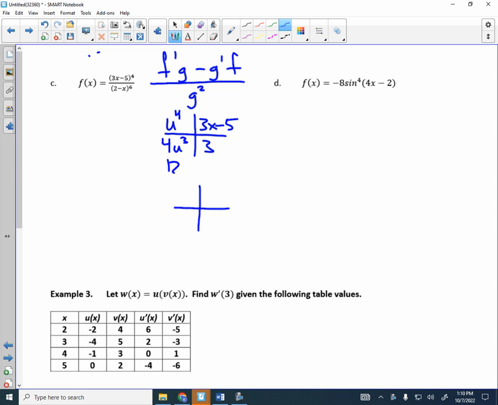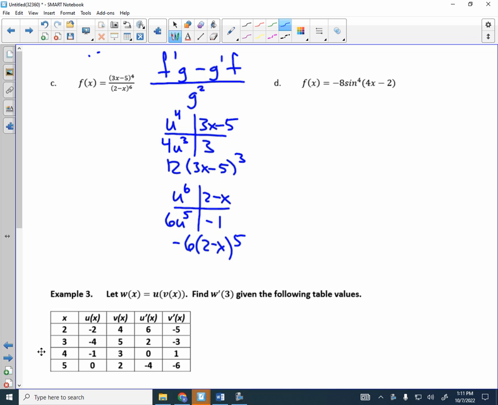Okay, so we got 12 times 3x minus 5 to the 3rd power. All right. And then what do I do for the bottom one? 2 minus x. So I've got 6u to the 5th. Okay, good. I got negative 6 times 2 minus x raised to the 5th power. We all good with that?